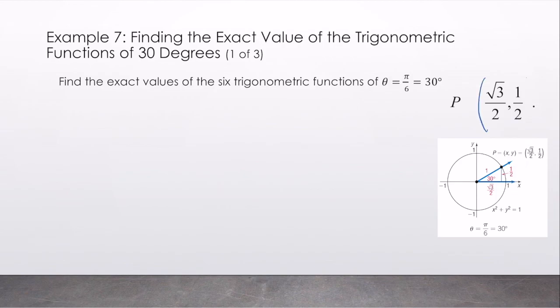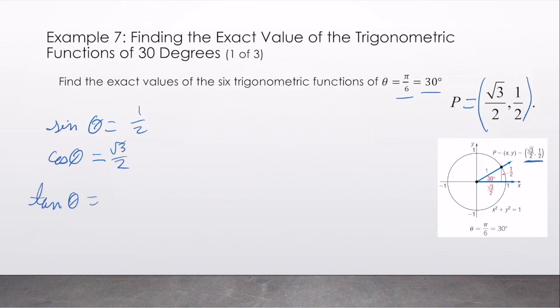Lastly, the final important point we need to memorize on our unit circle is pi over 6, which is 30 degrees. At this point x is the square root of 3 over 2 and y is 1/2. So let's find the trig values for this theta. So sine of theta, which is my y, is 1/2. Cosine of theta, which is my x, is square root of 3 over 2.